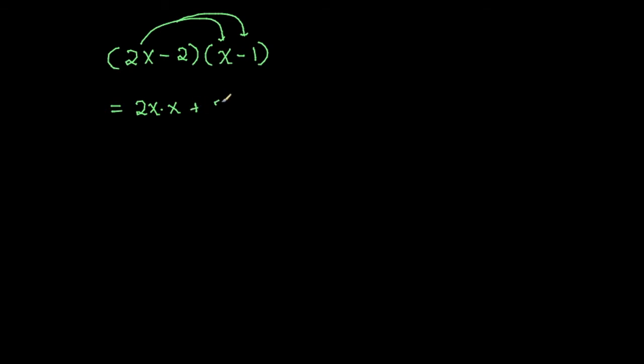So we add 2x times minus 1. And then here we add to that, plus, here we have minus 2 times x. So I'm going to write minus 2 times x. And then finally we have minus 2 times minus 1. So we add to that minus 2 times minus 1. Okay, so let's simplify this mess right here.